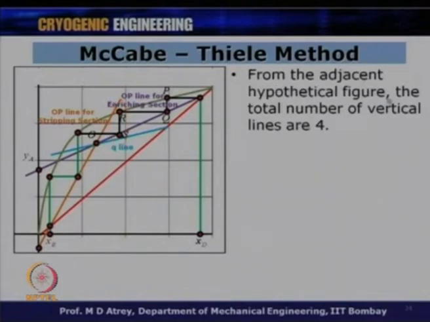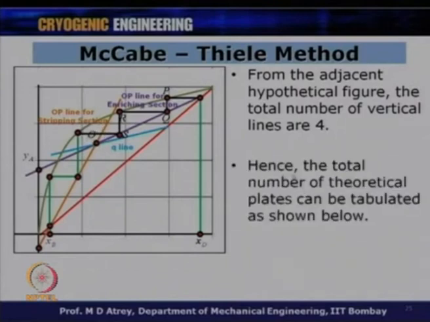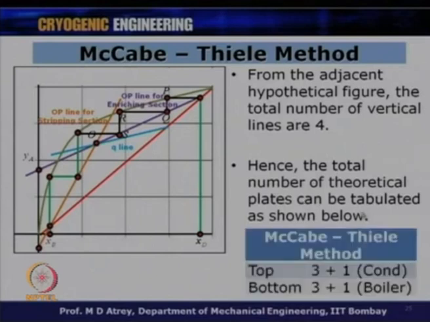From the adjacent hypothetical figure, the total number of vertical lines is 4. These are just the number of points. If I see the vertical lines, however, you have to see that this is a half line also. Therefore, we have to take the integral of that. Basically, you have to round it off. Hence, the total number of theoretical plates can be tabulated from this technique. The top is 3 number of plates plus condenser plate. Bottom is 3 number of plates plus the boiler plate. So, these are the theoretically calculated number of plates by this graphical technique given by McCabe-Thiele in the top and the bottom, or the enriching section and the stripping section.